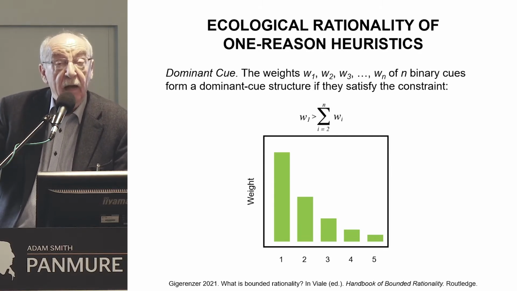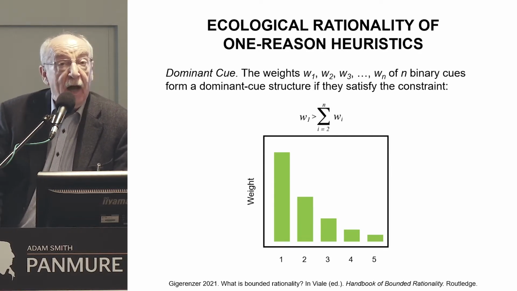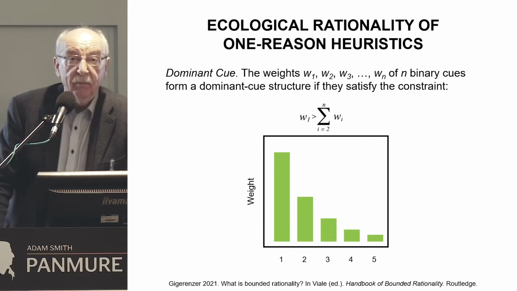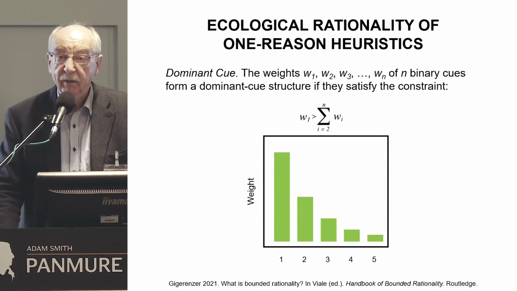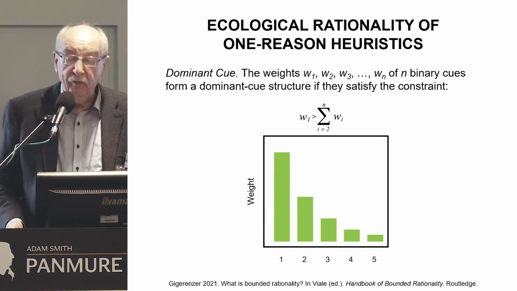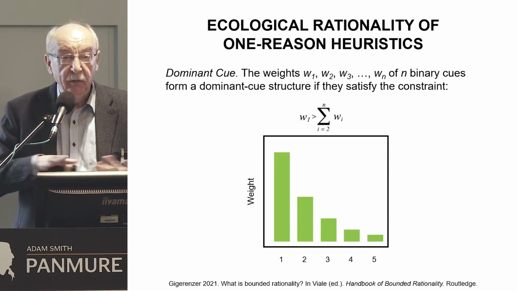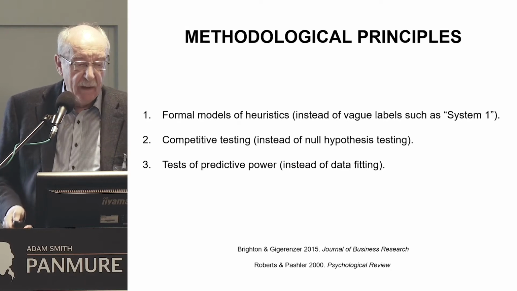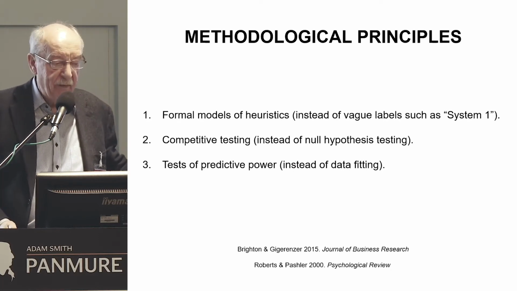And then you ask, in how many situations do we have dominant cues? Not in all, but in quite amazingly many situations we have found that about half of the situations in the machine learning data sets have a dominant cue. And the others don't. And then you need to go tallying, or 1/n. So these are the methodological principles.